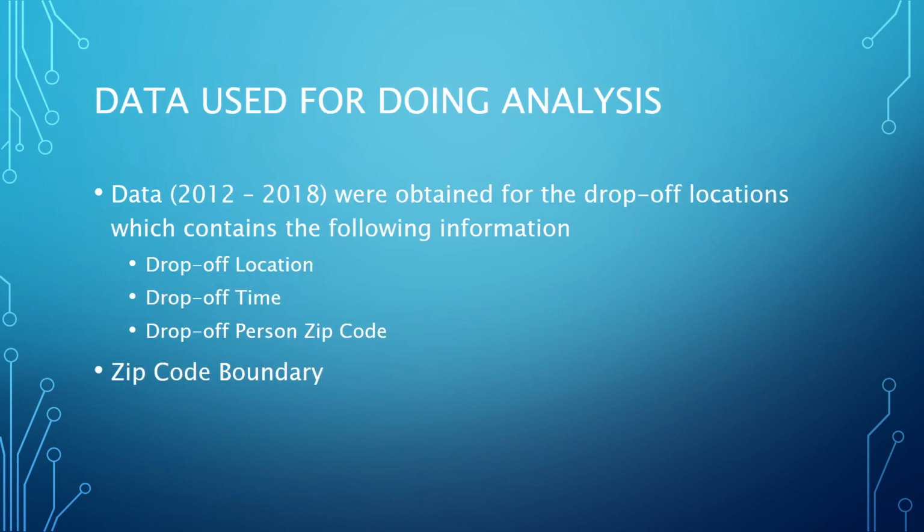Let's talk about the data used for the analysis. The data from 2012 to 2018 were collected for all drop-off locations. Those data contain the following information: drop-off location, drop-off time, and drop-off person zip code. We also need the zip code boundaries to do the analysis.